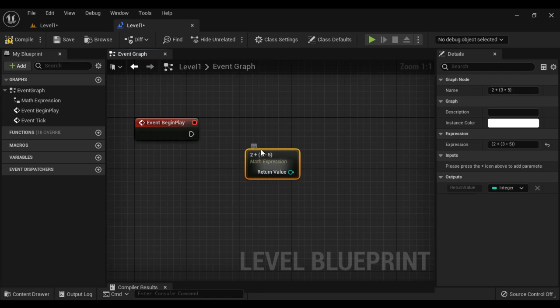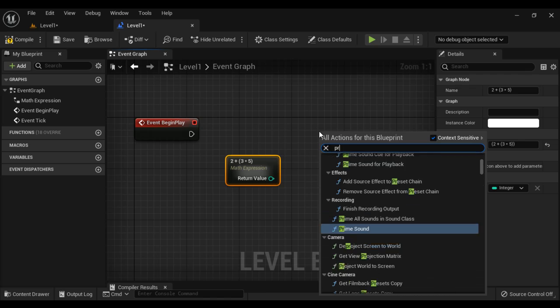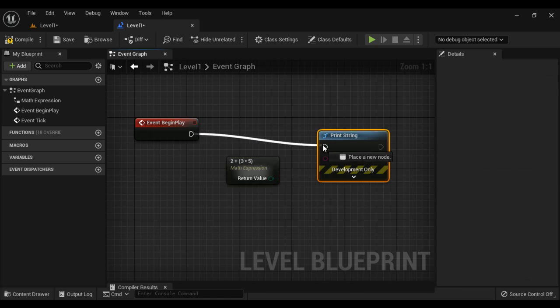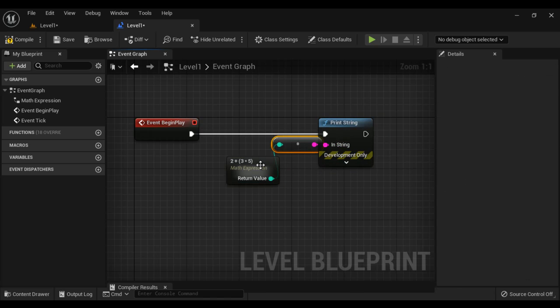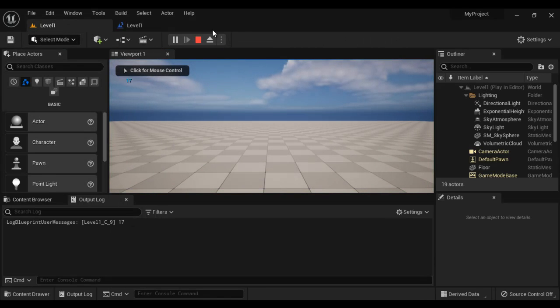You can see that I have not put brackets. The math expression node is placing the brackets. It knows what to do. Now if I right click here and say print string, connect the execution pins and connect the data pin, definitely we will get 17 because 5 into 3 is 15. 15 plus 2 is 17. Compile, save, come to level 1 and play. You see we got 17, guys.